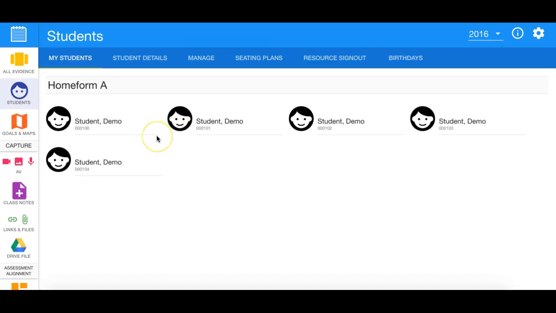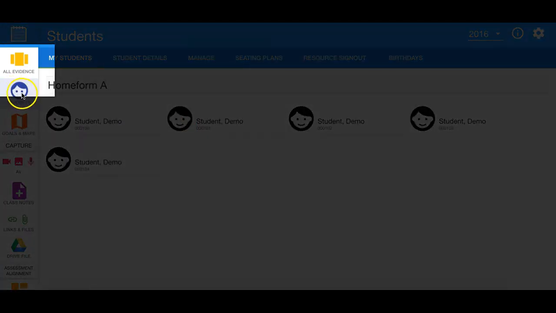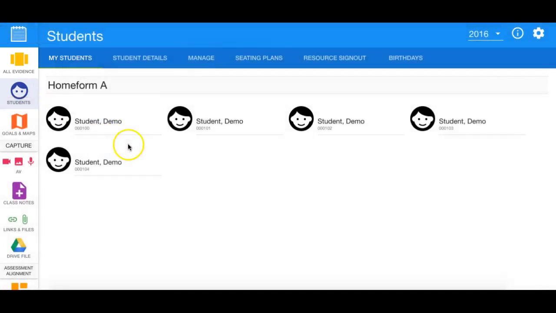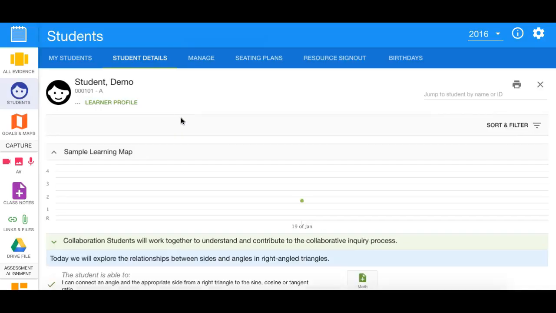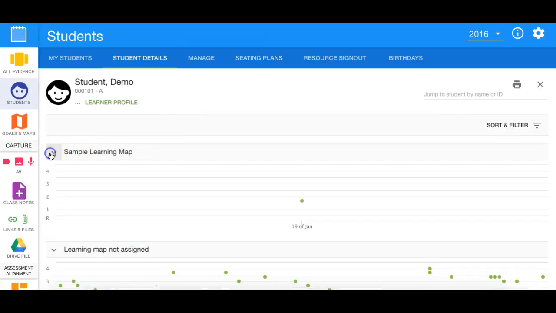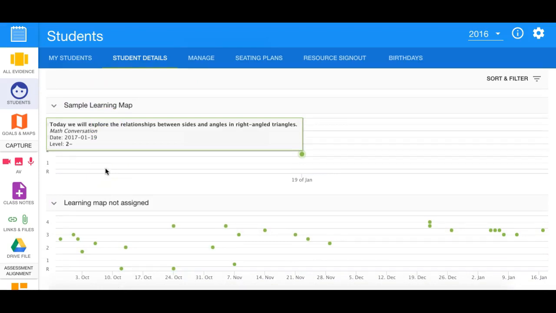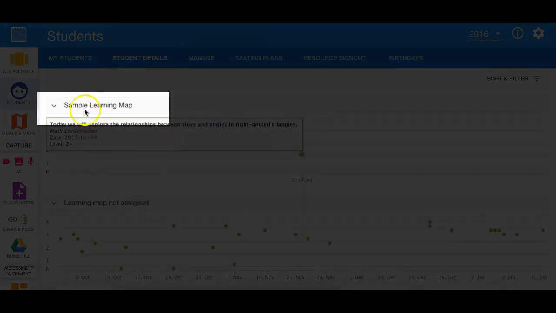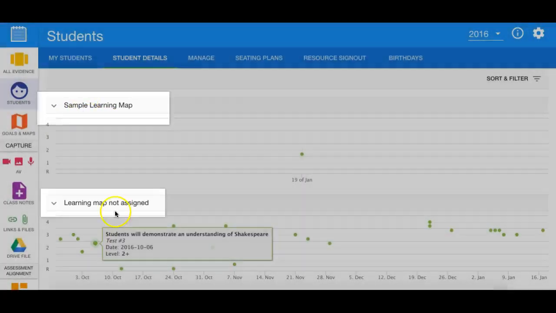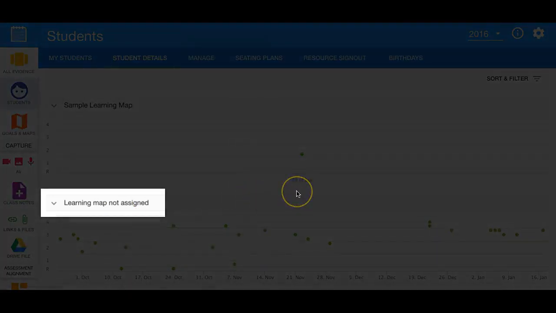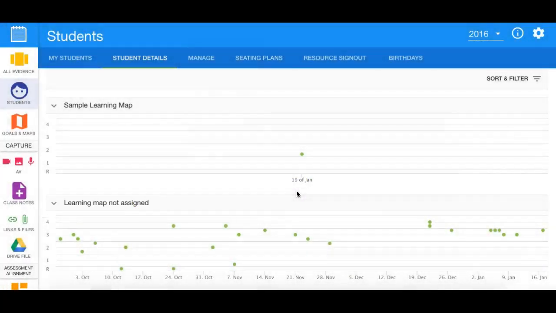In order to access the scatter plot, you need to be in the My Students tab in the Student Learning Notebook. From here, you can click on any of the students in your class to access their scatter plot. Once you've clicked on a student, you will see their scatter plots listed. If you have tagged your learning goals to learning maps, you will see different scatter plot graphs used for each. Please refer to the Creating a Learning Map video to learn more about this.